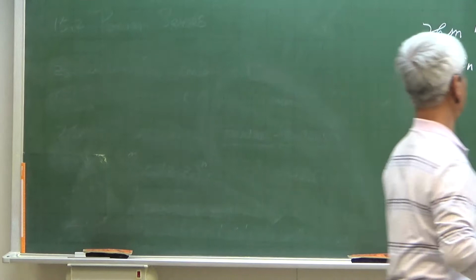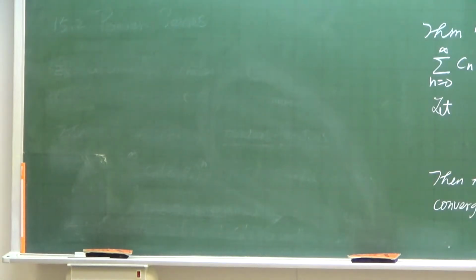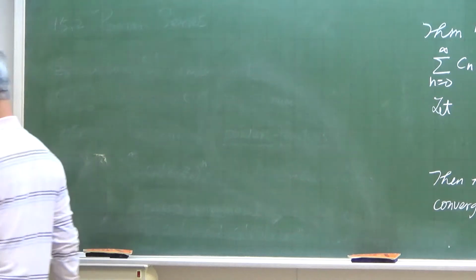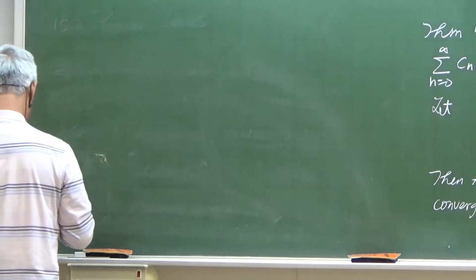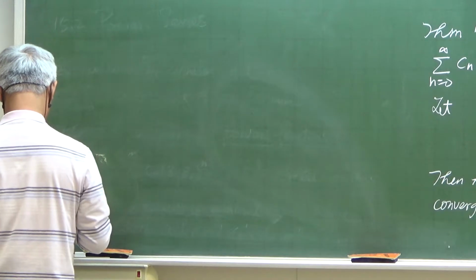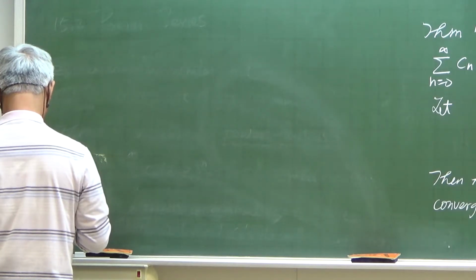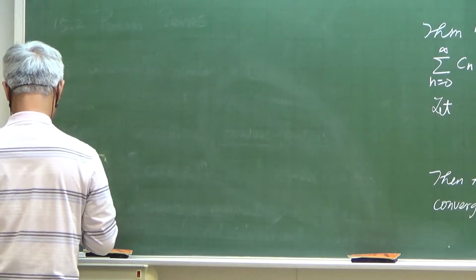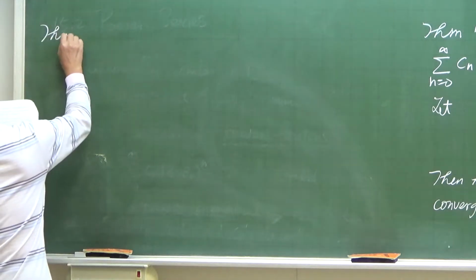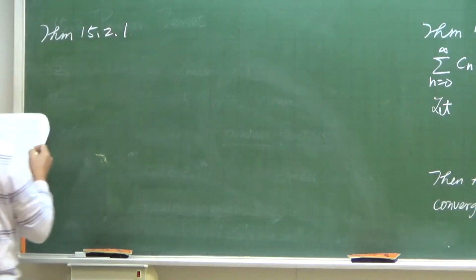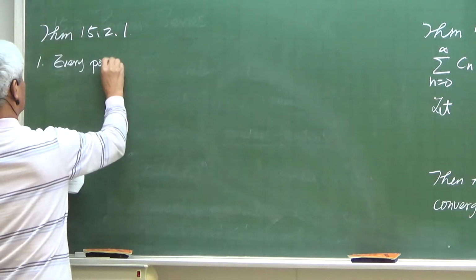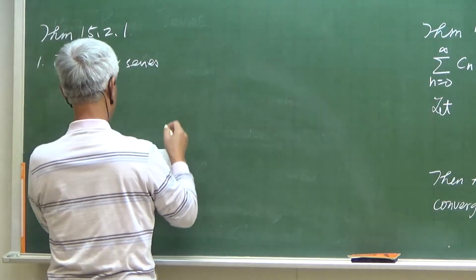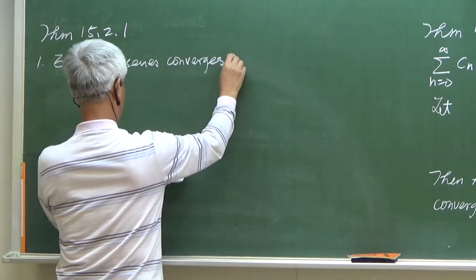Okay, so now from the theorem, you can see that the computation of the limit is very important. So you have to build your ability to compute the limit, like this one. All right. So there are some consequences presented in this theorem in the textbook. I just state: every power series converges at its center.